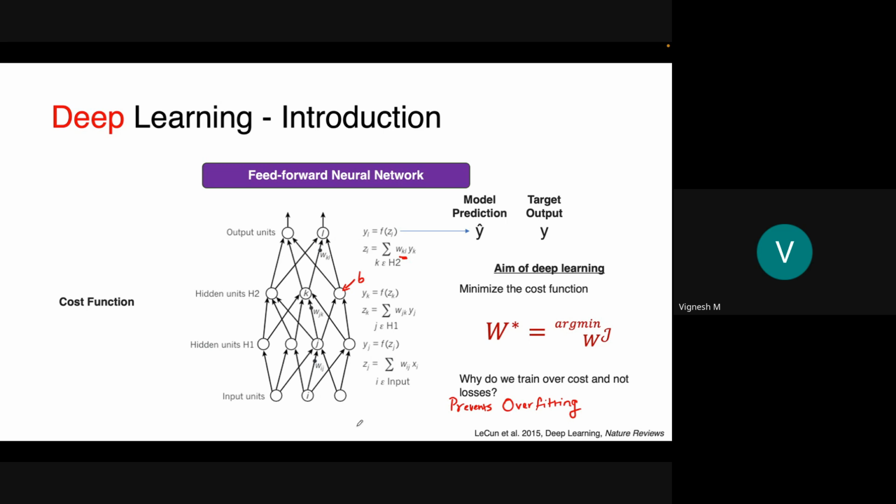So it's sort of a balance between you want to fit the network to the problem, but you don't want to overfit it. So it's a delicate balance between those two things. And that's why we want to typically minimize over the cost.